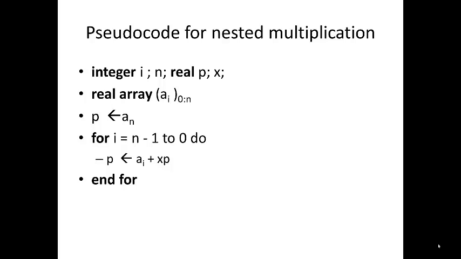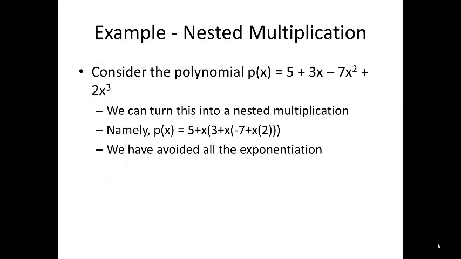So let's take a look at an example of nested multiplication. Consider this polynomial, 5 plus 3x minus 7x squared plus 2x cubed. We can turn this into a nested multiplication, namely p of x is equal to 5 plus x times 3 plus x times minus 7 plus x times 2. Here we've avoided all the nasty exponentiation that's involved and just focused on the additions and multiplications.